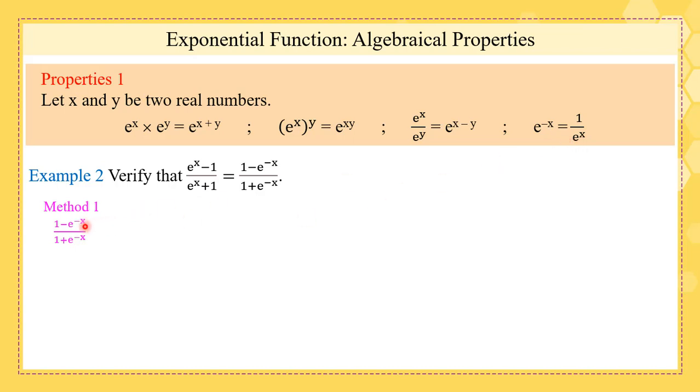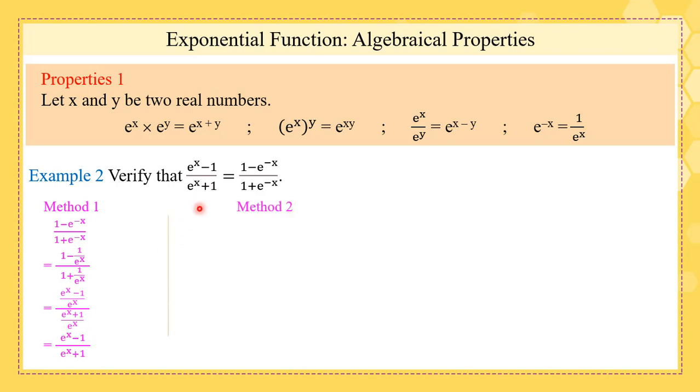So this could be written as (1 minus 1 over e^x) over (1 plus 1 over e^x), and if we take a common denominator in the numerator and in the denominator, we get (e^x minus 1 over e^x) over (e^x plus 1 over e^x), and if we simplify by e^x, we get (e^x minus 1) over (e^x plus 1), and this is the required solution.